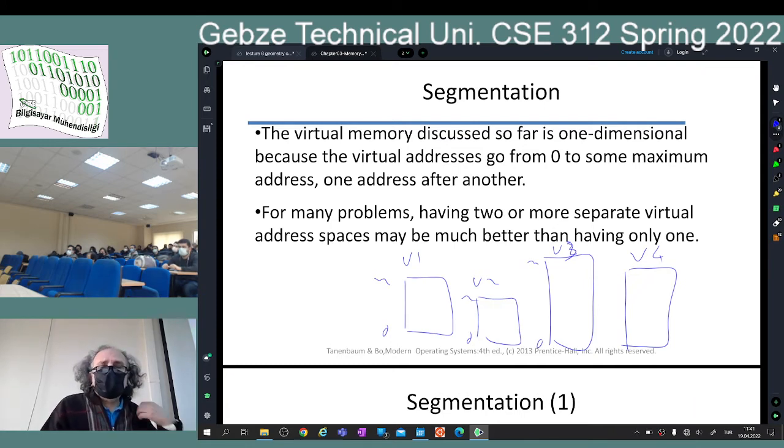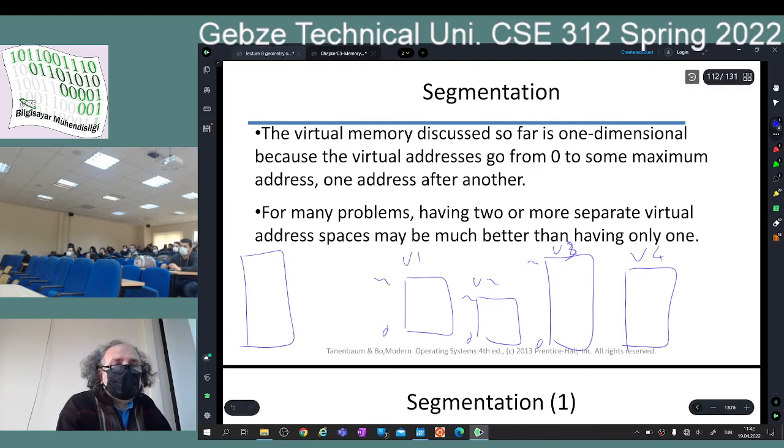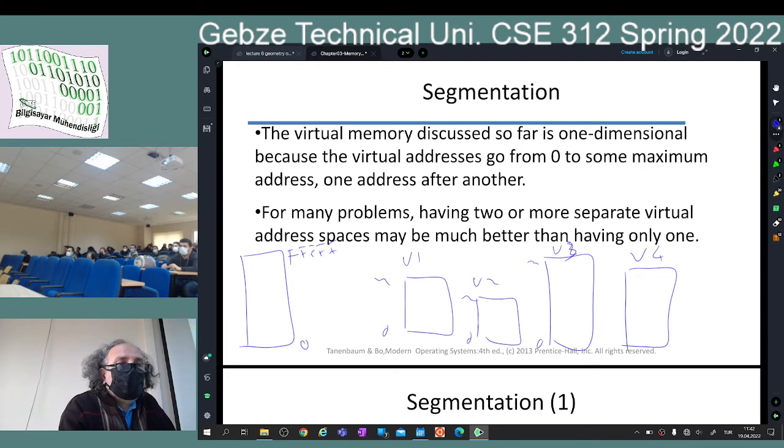Okay? So each segment has a purpose, and the programmer decides how many segments they are going to have, and the programmer decides which segment is going to be used for what. Okay? So previously with the paging, the programmer didn't know anything about the paging, right? The programmer says that I have a very large address space that starts from 0 to some very large number, and I can do whatever I want inside this virtual address space. And under the hood, this virtual address space is divided into pages.